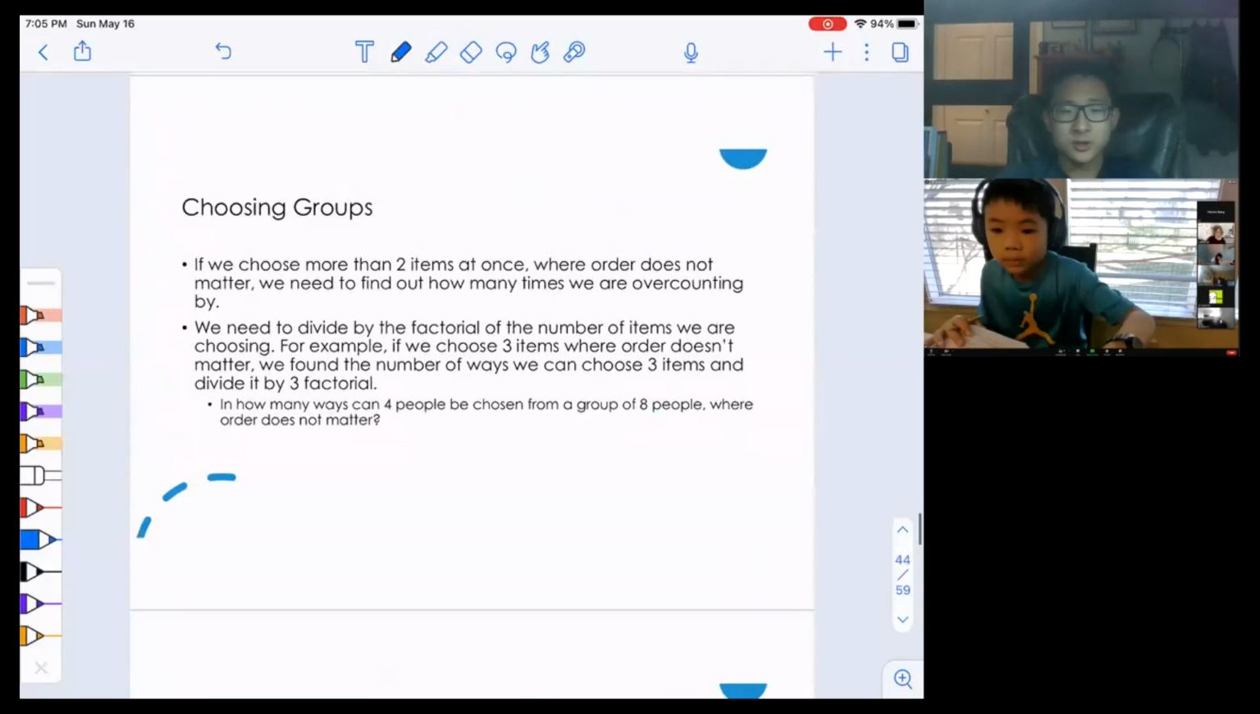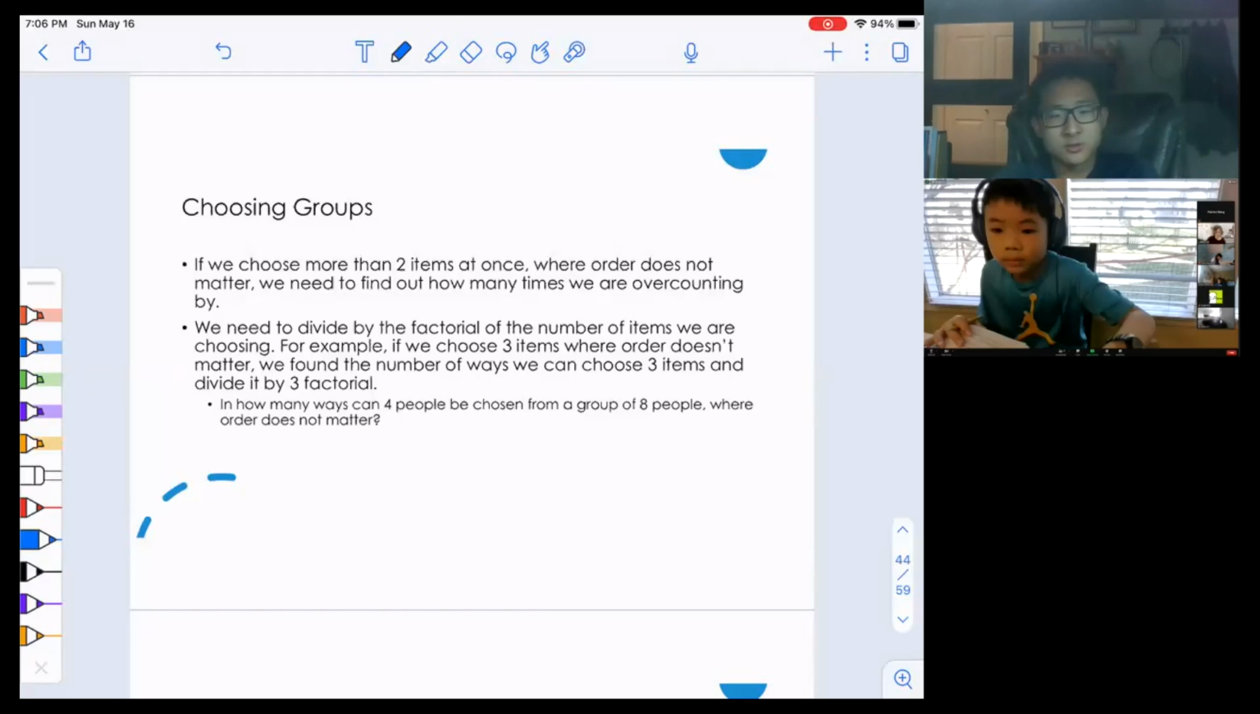So next we have choosing groups. If we choose more than 2 items at once where order doesn't matter, we need to find out how many times we are overcounting by. We need to divide by the factorial of the number of items we are choosing. So usually if we choose 3 items where order doesn't matter, like in combinations, we find the number of ways we can order those items and then divide by 3 factorial. And if we chose 4, we would do 4 factorial, and 5 factorial, and so on and so forth.